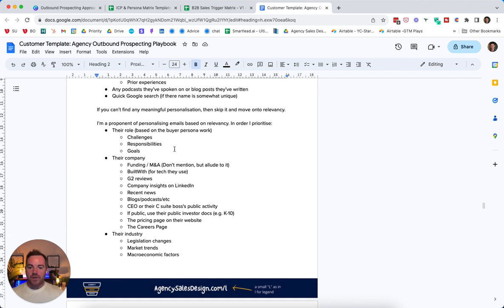Relevancy can be focused on their challenges, their responsibilities, their goals. And then when it comes to the company, like what is that company going through at the moment? Have they just raised funding? Are they using a particular technology? Have they been recently published in the news?